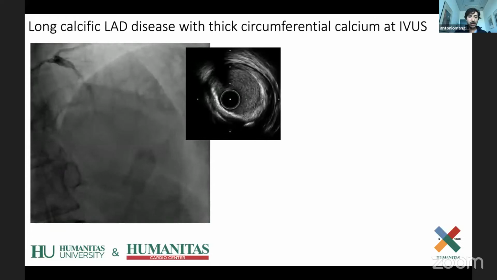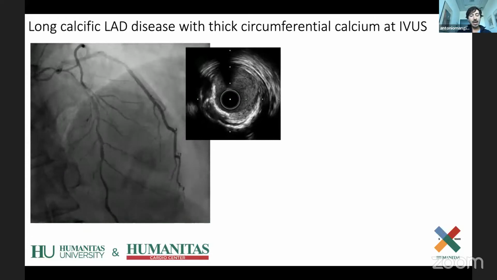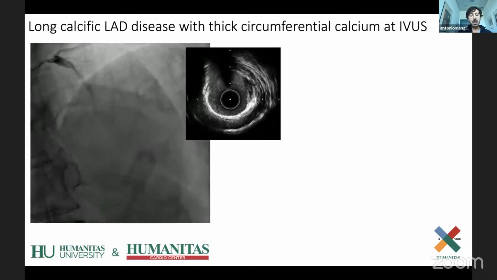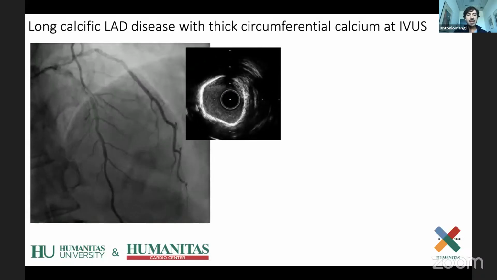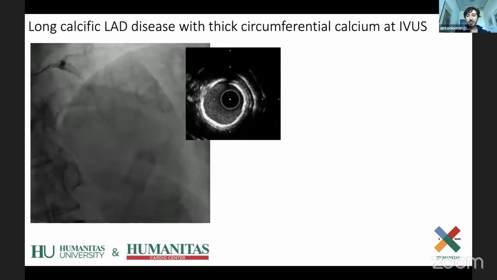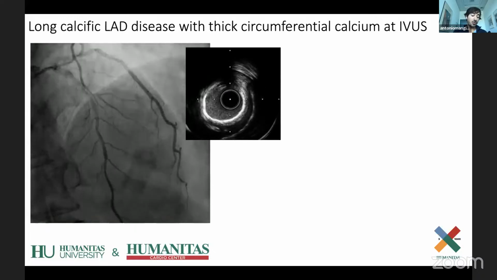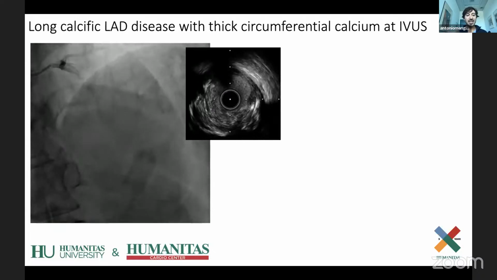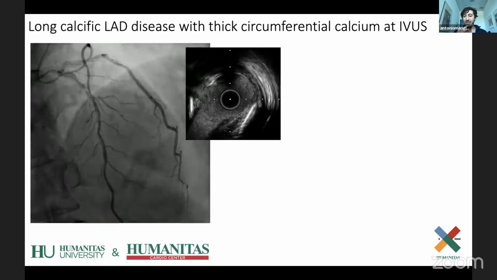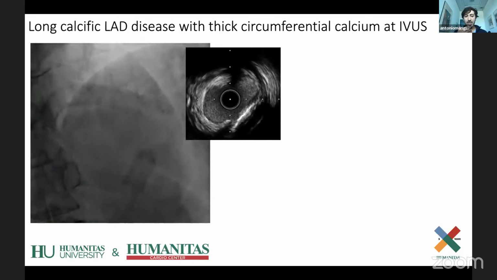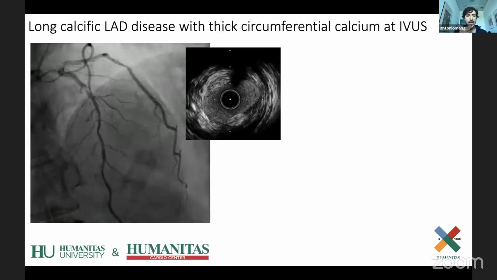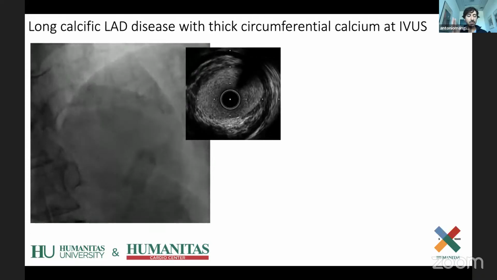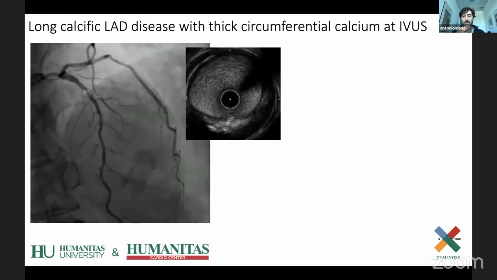This is the IVUS run, Azim, as you can see. I think the pullback is done just from the mid part of the LAD up to the proximal part. And of course, we also did the pullback to understand the severity of the left main, because you see that in this projection, I think it's an epicranial projection, the left main looks borderline.